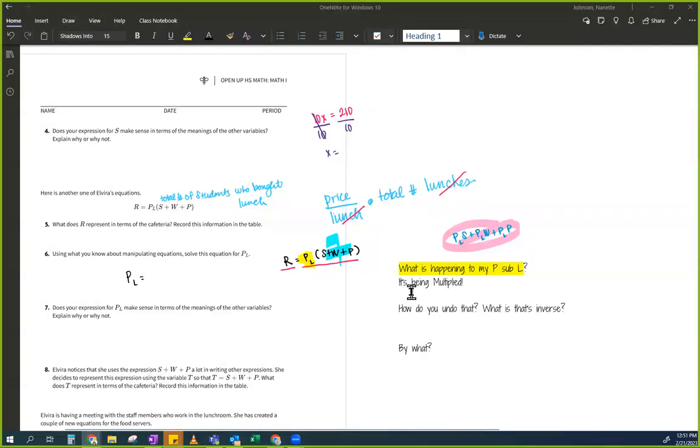So let me ask you this question. P sub L is being multiplied by what? Yeah, it's being multiplied by this big booger. I don't know. It's a booger. Is it okay if it's a booger? It's a booger. Fine. So then who was x being multiplied by? 10. So who did you divide by? 10. So who should you divide by here?